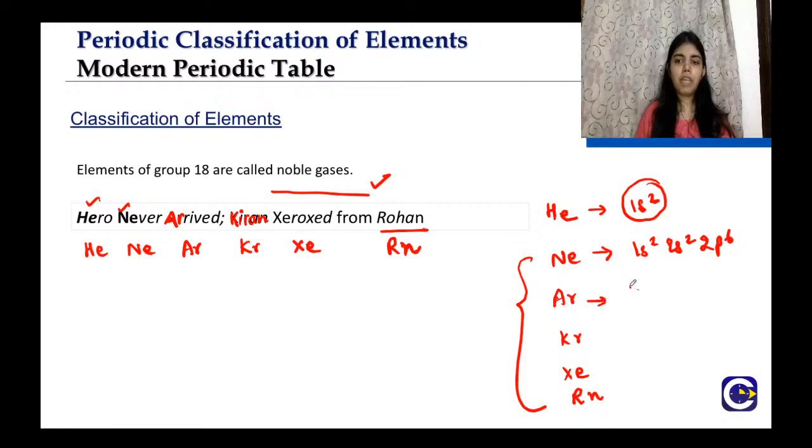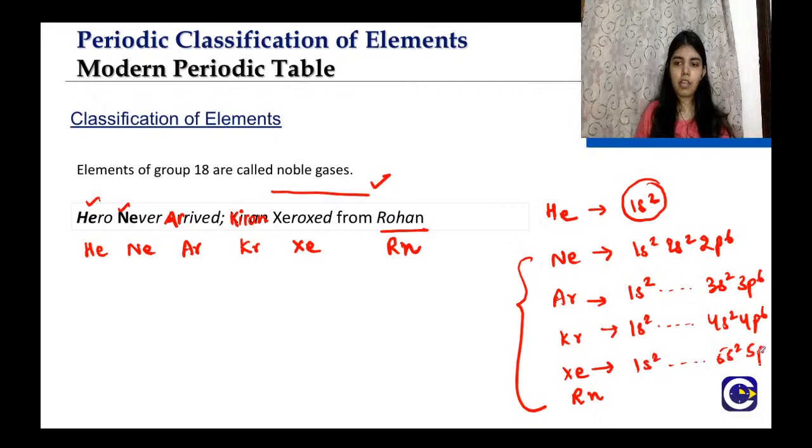Argon, if you see, will be from 1s2 to 3s2, 3p6. Krypton will be from 1s2 to 4s2, 4p6. Xenon is 1s2 to 5s2, 5p6. Then radon will be from 1s2 to 6s2, 6p6.